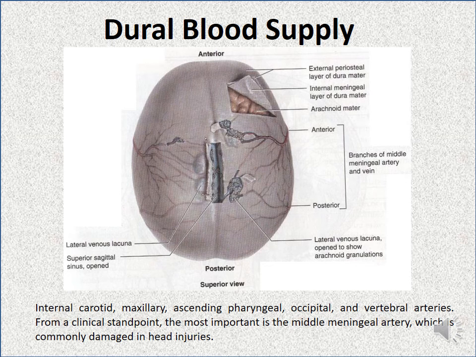The blood supply of the Dura Mater comes from the internal carotid artery, maxillary artery, ascending pharyngeal artery, occipital artery, and vertebral artery. These arteries are branches of the internal carotid artery, external carotid artery, and vertebral artery. From the clinical standpoint, the most important is the middle meningeal artery, which is commonly damaged in head injury and leads to internal hemorrhage of the skull.